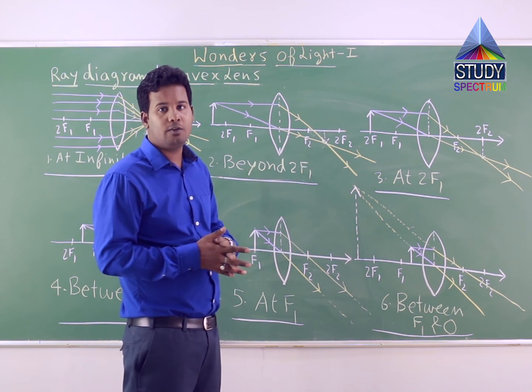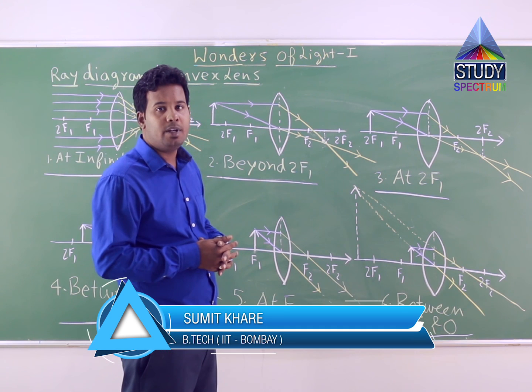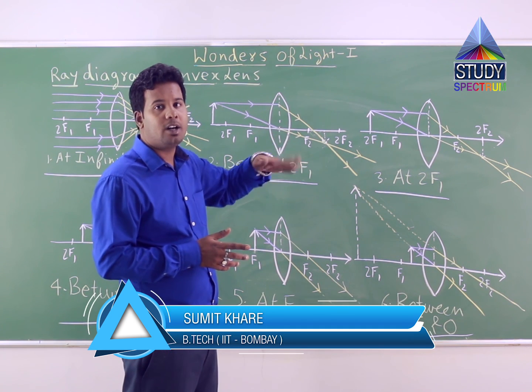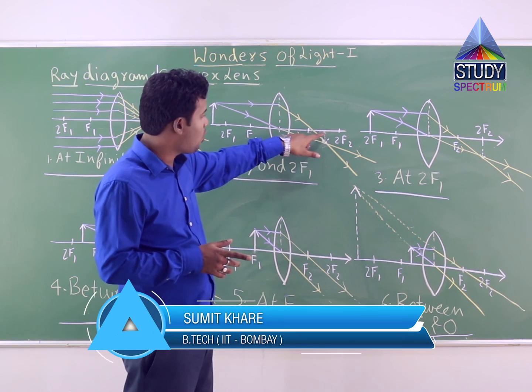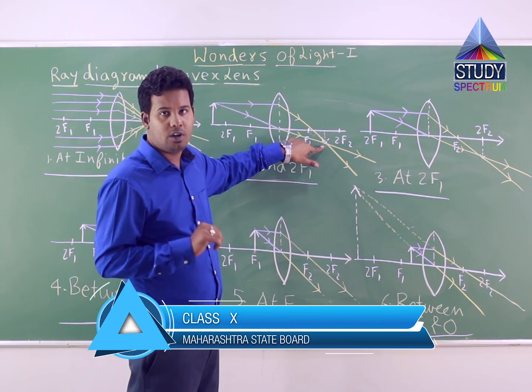Also in that magnification formula, the value of H2 was coming out to be negative. It means the image should be inverted but not erect. That is why I have drawn it below the principal axis, and finally we have 4 results.